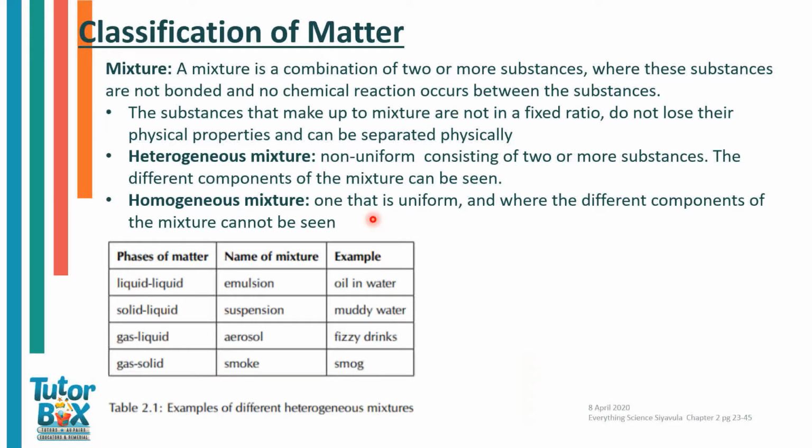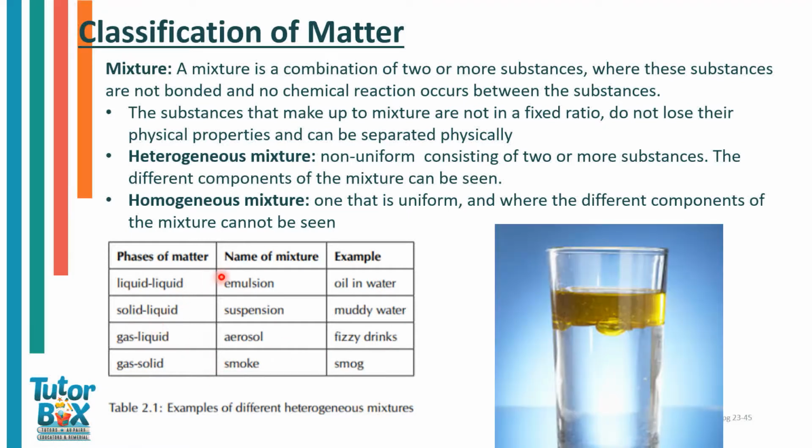Okay. Furthermore, your heterogeneous, so your two substances, can be further separated. Okay. So we've got liquid liquid, solid liquid, and gas liquid, gas solid. So remember, there are three phases of matter. These are the names. So a liquid liquid is called an emulsion. A solid liquid is called a suspension. A gas liquid is called an aerosol, so that's your deodorant. And a gas solid is a smoke.